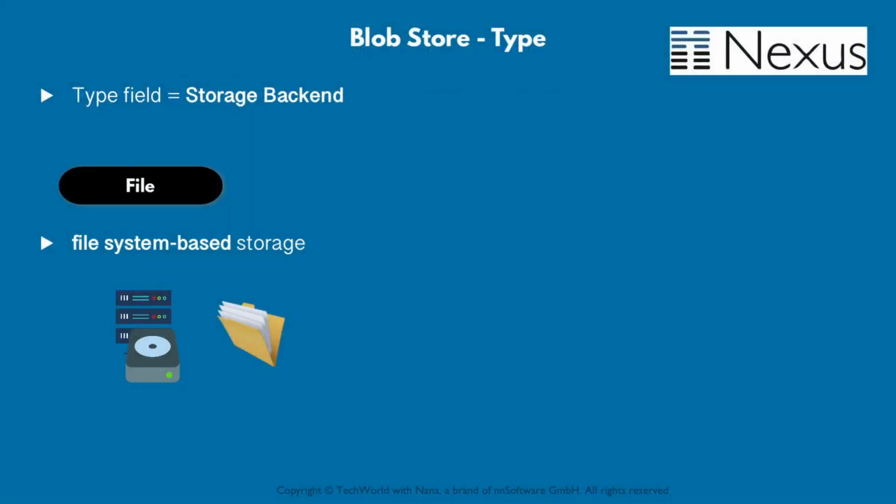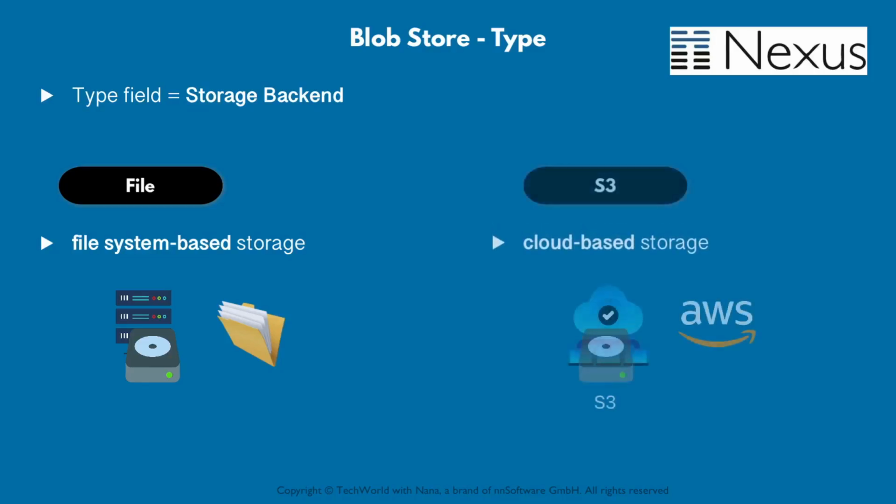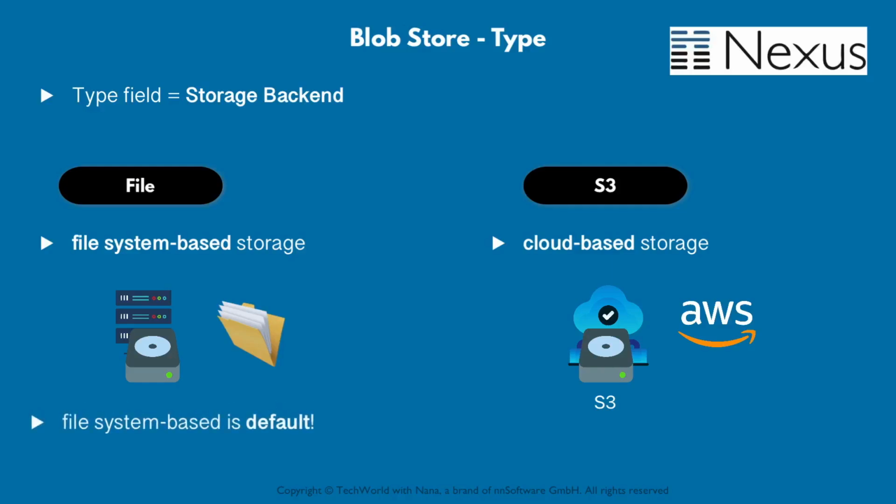And another type that we have available for Blob stores is S3, which allows blobs to be stored in AWS S3 cloud storage. The file type is the default Blob store, which is actually the recommended one for most installations. And the S3 type is only recommended for Nexus Repository Manager that is installed or deployed on AWS, in which case storing data in S3 is preferable.